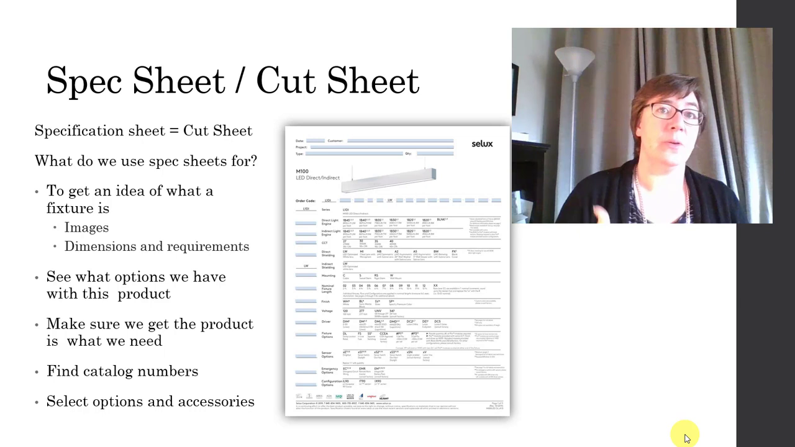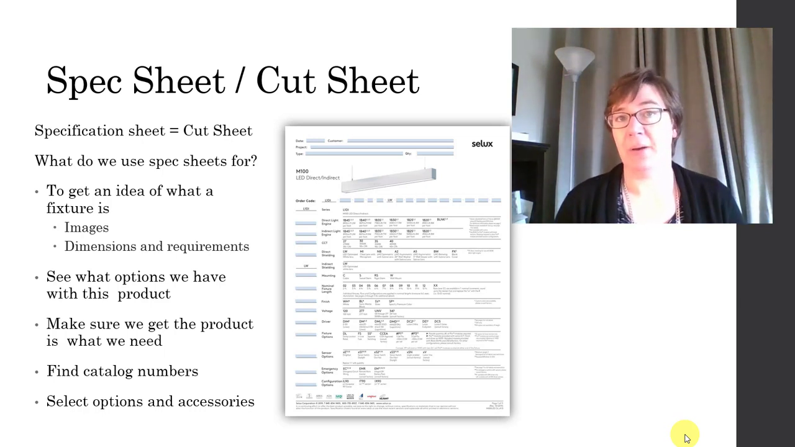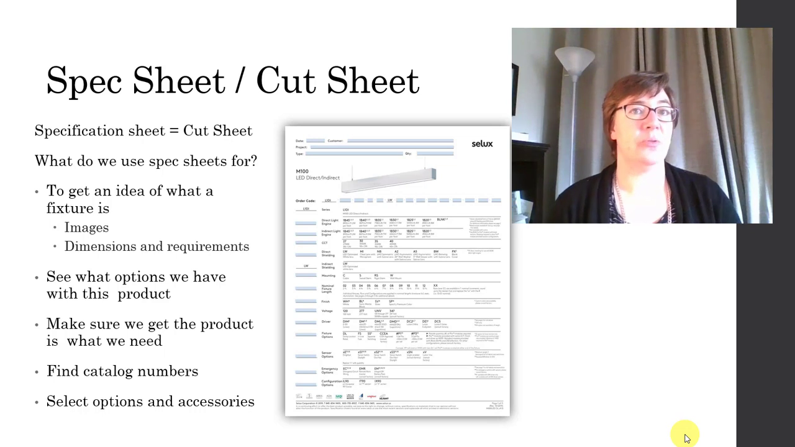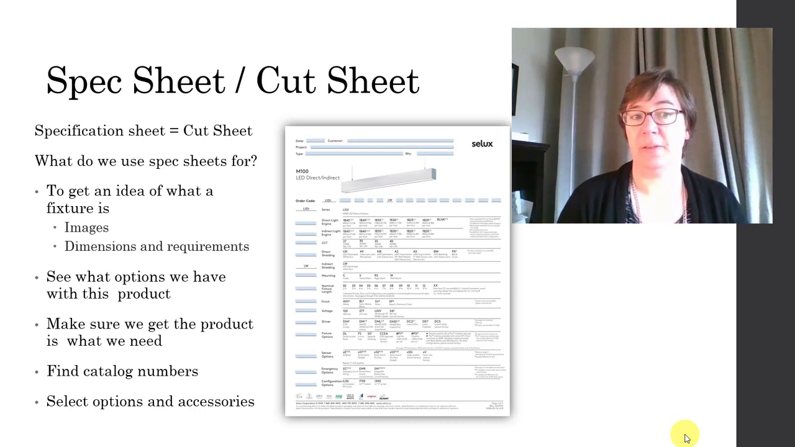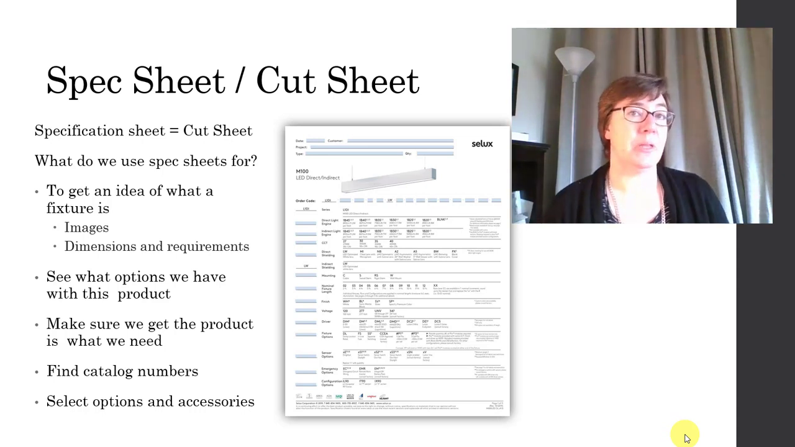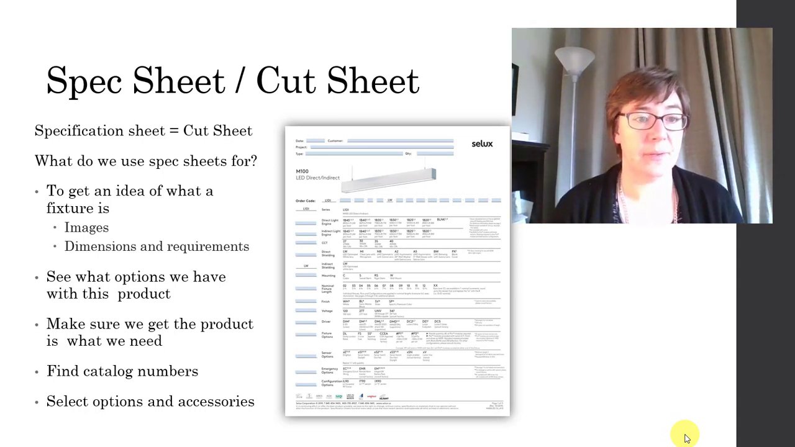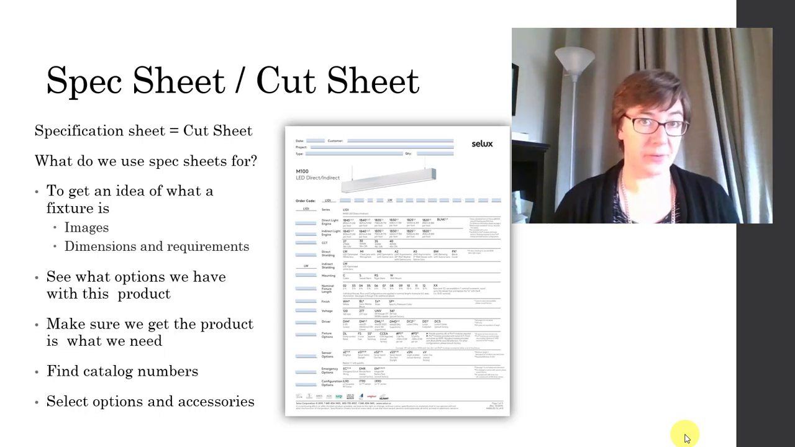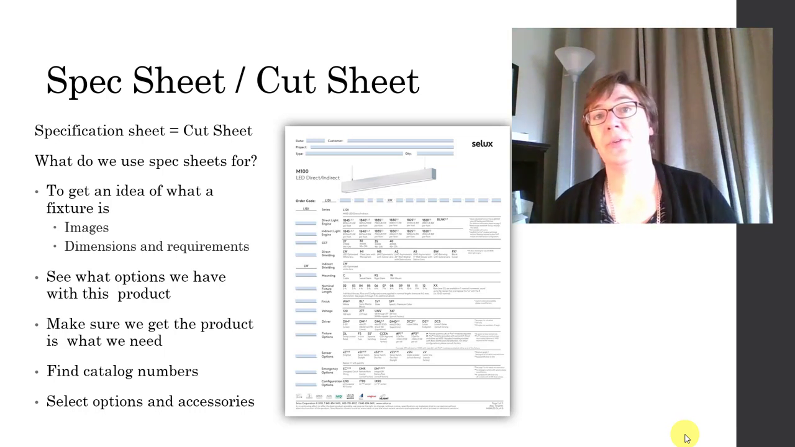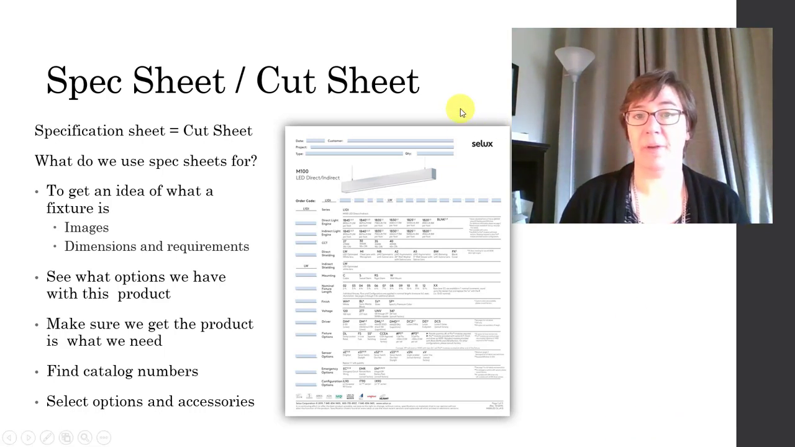You use a spec sheet to get more information about a specific light fixture. There's usually images, so you'll see a picture of it. There's usually dimensions and any requirements for that product. You can see what options are available for that particular product. You can review the product, see if it's what you need. You'll find the catalog numbers and ordering numbers, and you can select any of those options and accessories for that product.